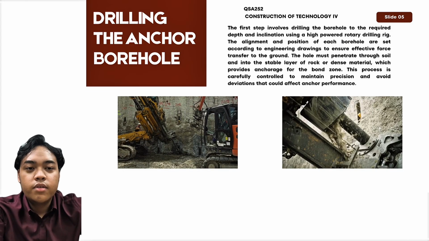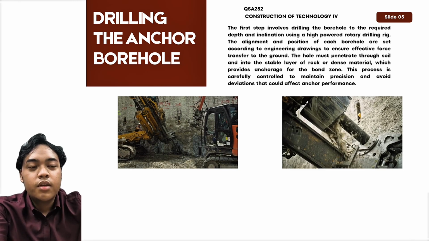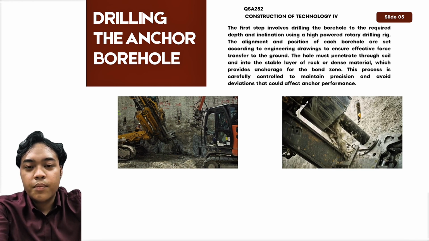First of all, we have drilling the anchor bar hole. The first step involves drilling the bar hole to the required depth and inclination using a high power rotary drilling rig. The alignment and position of each bar hole are set according to engineering drawing to ensure effective force transfer to the ground. The hole must penetrate through soil and into the stable layer of rock or dense material, which provide anchorage for the bond zone. This process is carefully controlled to maintain position and avoid deviation that could affect anchor performance.